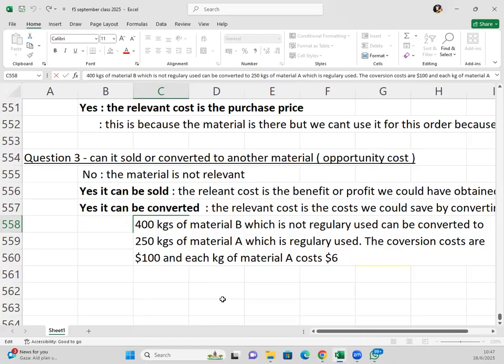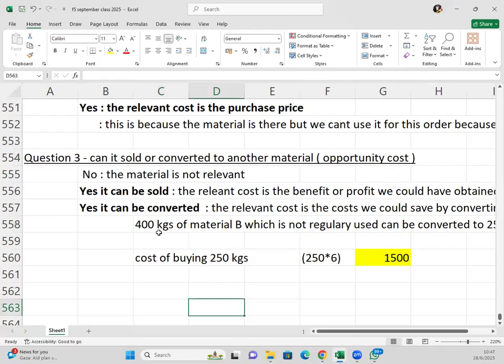So we are saying, if we take these 400 kgs we have and use them for this order, we would lose this benefit of 1.5. It means now we have to take 1.5 and go and buy material A, where we could have just used $100 to get these 250 kgs of material A.